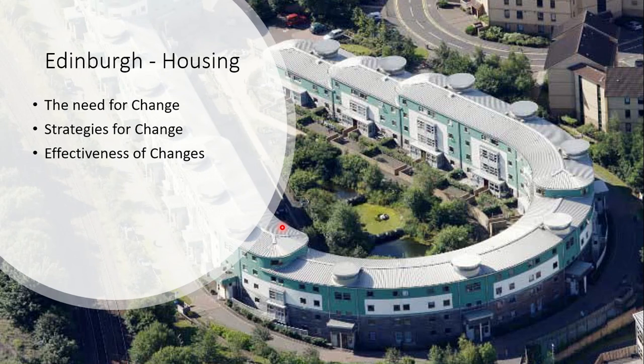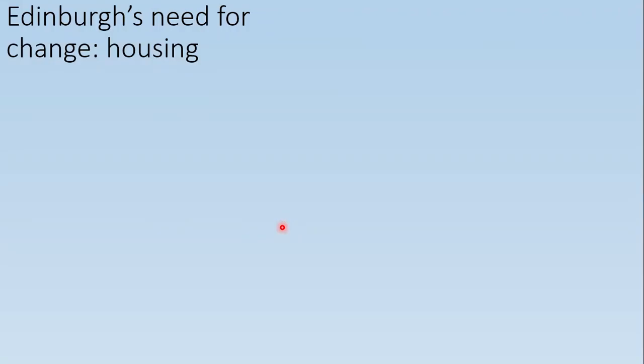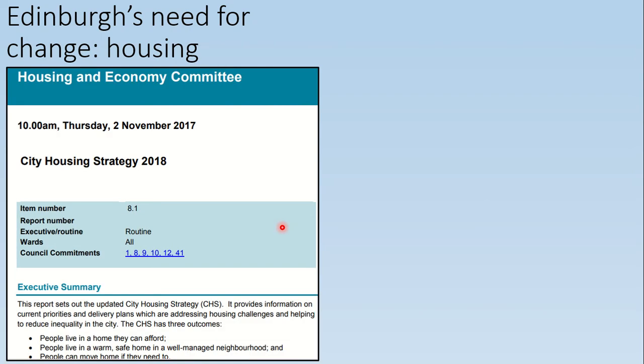What are the things that need to change? Well, Edinburgh has various aspects of its housing that need change and need development. It's good to start here with the city housing strategy. This recent document, as you can see at the bottom, aims to achieve 3 key things, broken into a little bit more detail.